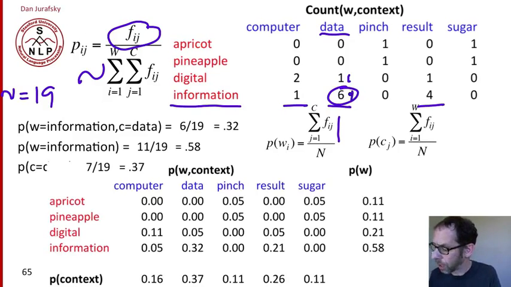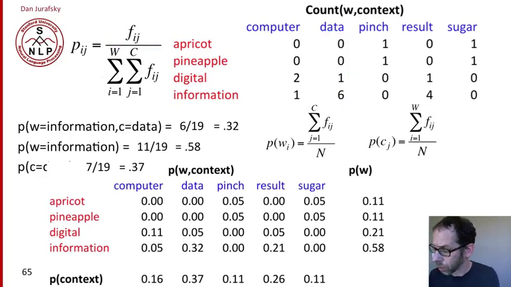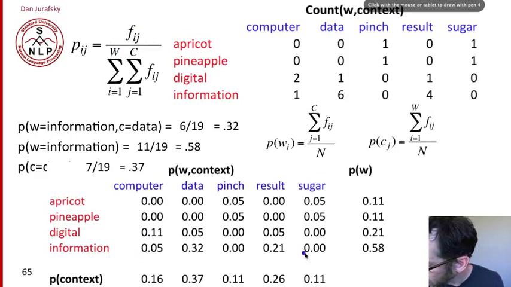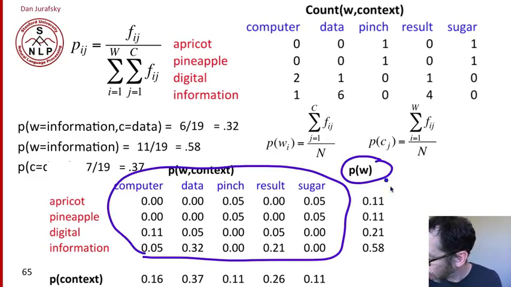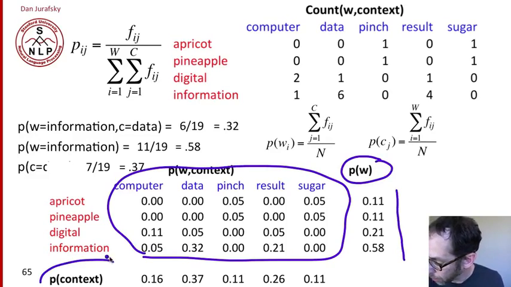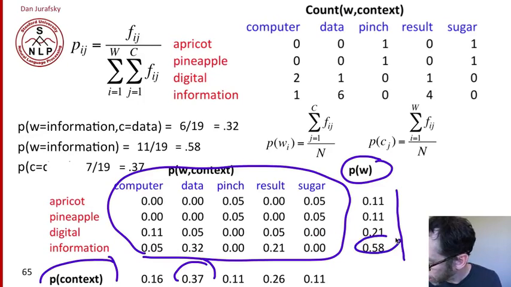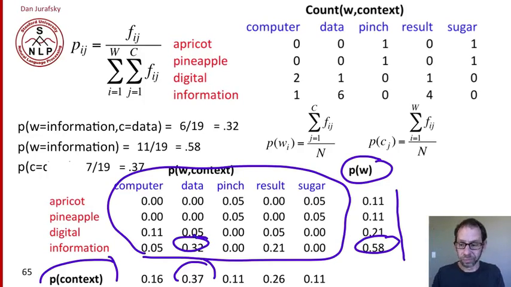So if we do this computation for all of our examples, we'll get this little matrix. Here we have the joint probabilities, all the joint probabilities. Here we have the marginals, the probability of the words and the probability of the context. So again, here's our 0.37, and that's the probability of data, and here's our 0.58. That's the probability of the word information. And there's our 0.32. Good.